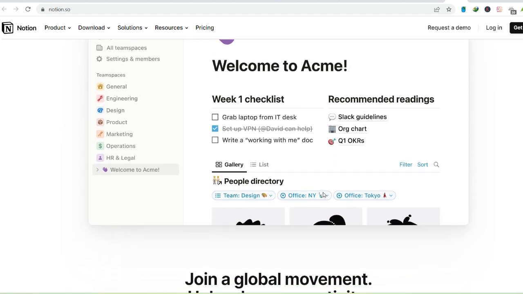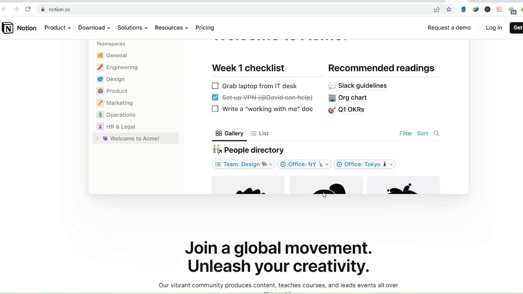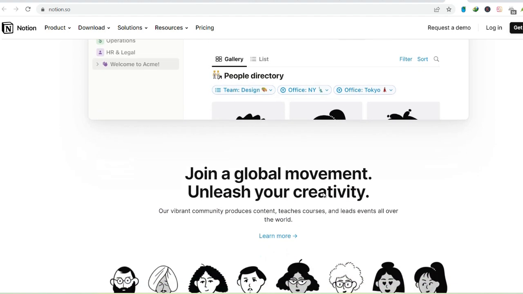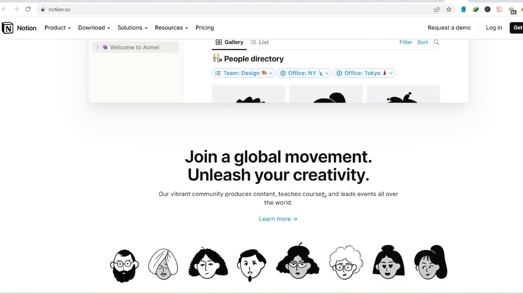So, to answer our original question, no, Notion is not a Chinese app. But its experience in China showcases the complexities of navigating a globalized tech world.